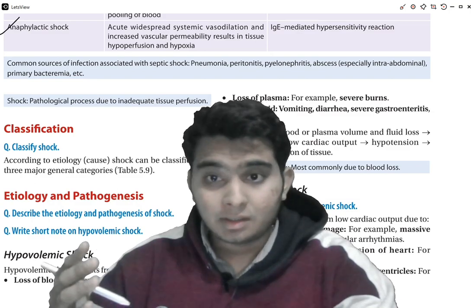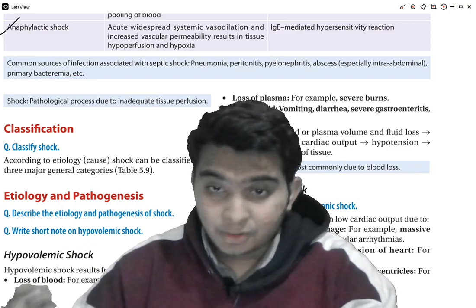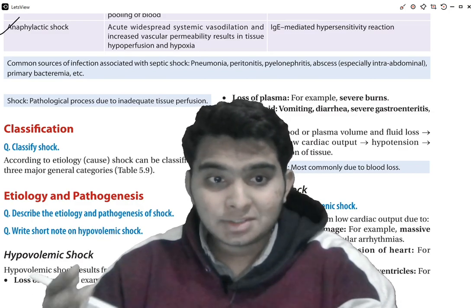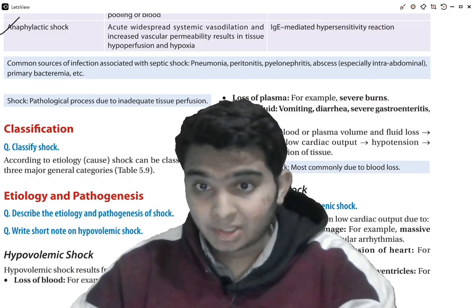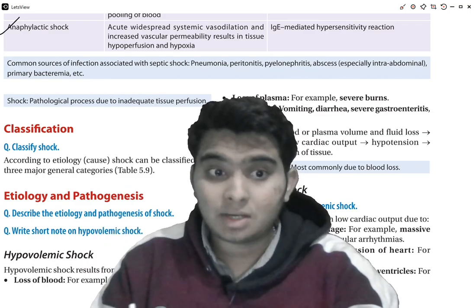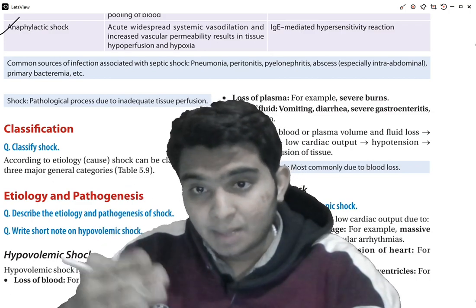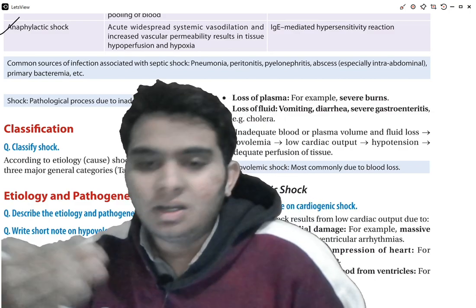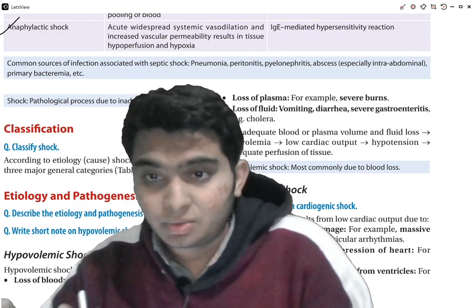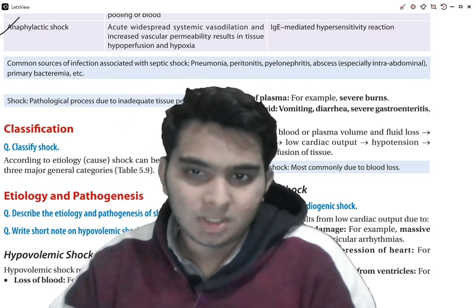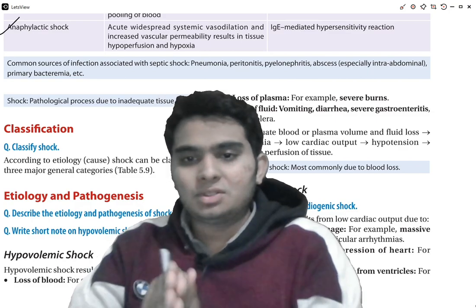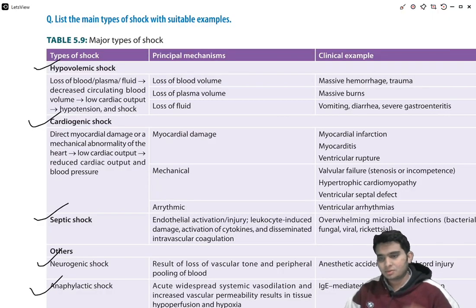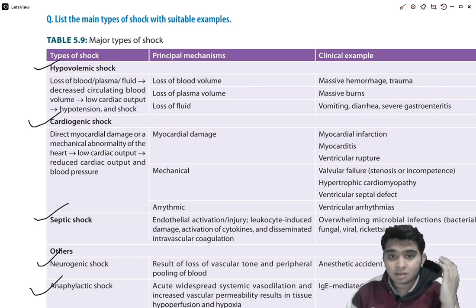There is inadequate blood or plasma volume in the body, so it leads to hypovolemia. So it leads to less cardiac output, hypotension, and inadequate perfusion of tissue, meaning less perfusion of tissue. Then the complications we will discuss. So this is the mechanism of hypovolemic shock. The second one is cardiogenic shock.